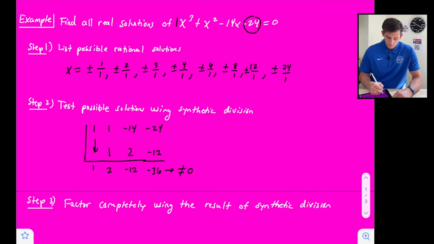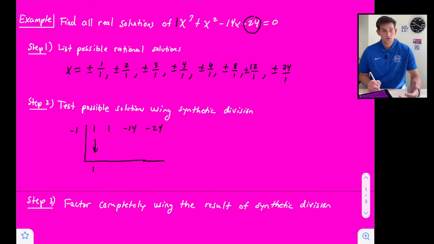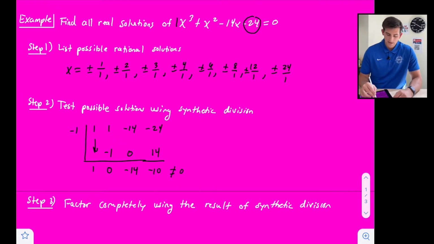And how about let's move on to negative 1. Let's try negative 1. So we can erase what we have here. Could have left that first 1 there. And now let's see if negative 1 is a solution. So we're going to bring down our 1. This would be negative 1, 0, 0, negative 14, positive 14, and negative 10. So once again, does not equal 0, so we know negative 1 is also not a solution. Okay, so let's erase what we have here. All right, and now let's move on to positive 2.